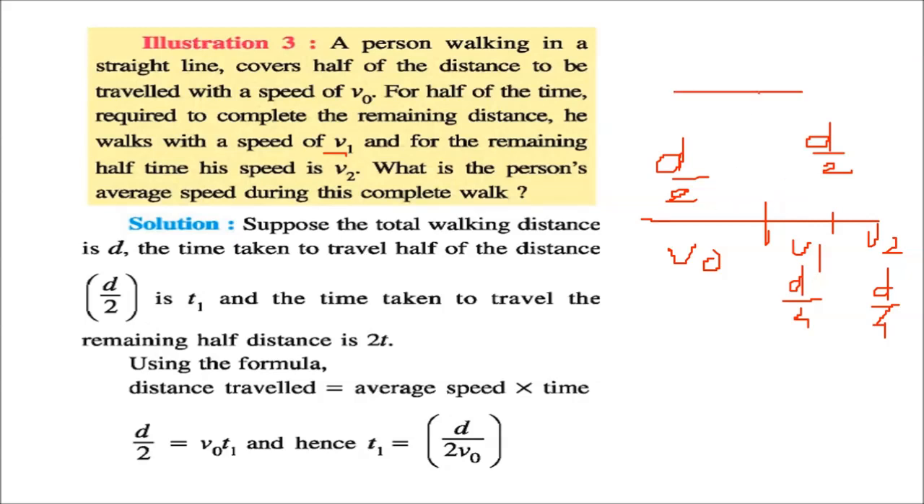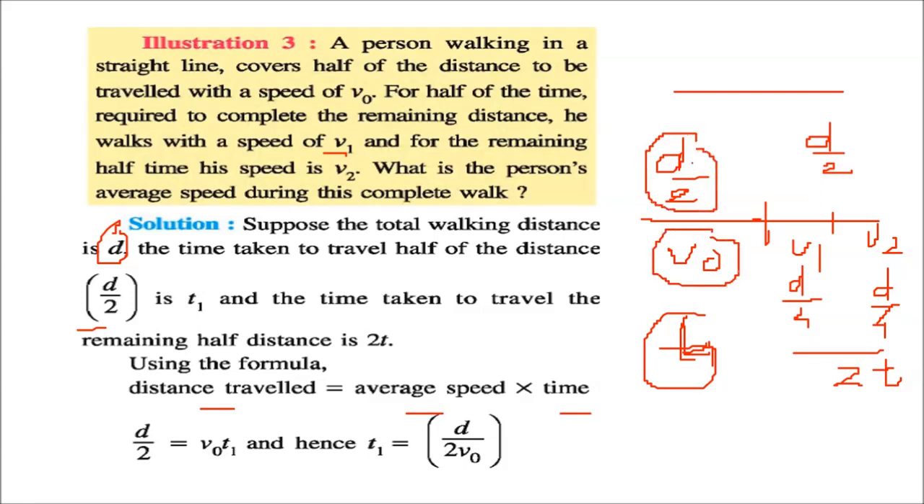Let us say the total distance is d, so half the distance is d by 2, and t1 we take as the time taken by the first distance to cover, and we take the second time as 2t. Now we know that distance is average speed into time. In the first case, the speed is v0 and the distance is d by 2, so d by 2 equals v0 into t1. So t1 is d by 2 v0. This is the first expression for this half.